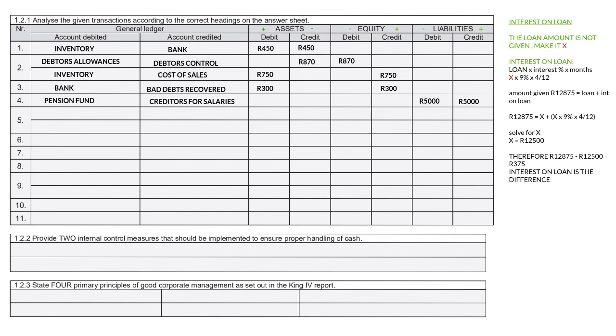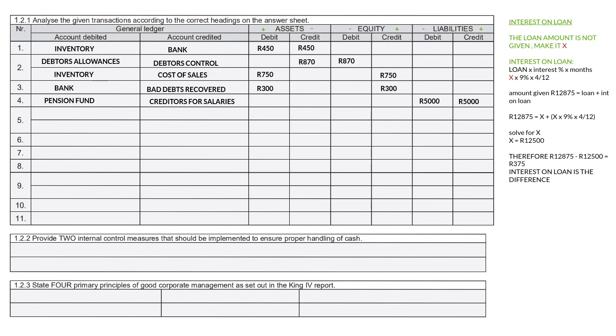So we're going to say 12,875 equals our loan, which we say is X, plus our interest on loan, which is, in brackets, X times 9% times 4/12. Then we solve for X. Once we solve for X, we get an answer of 12,500 Rand. So in other words, of the amount of 12,875 Rand, the loan amount was 12,500 Rand. So the difference is 375 Rand, and that difference is our interest on loan.